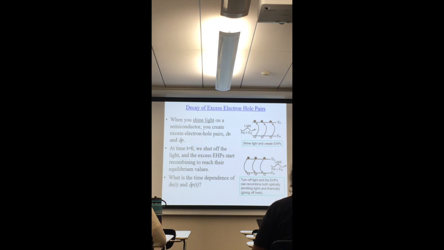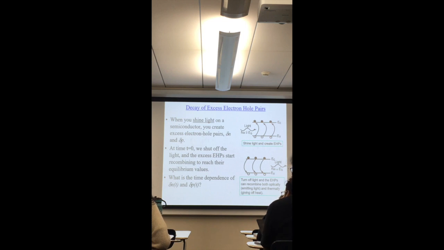These excess electron and hole pairs will start recombining with each other. And then if we give some time, the system will reach the equilibrium value. So basically, this delta N and delta P will go to 0. Okay? Is this how photovoltaics work? Yes, exactly. I will discuss that later.